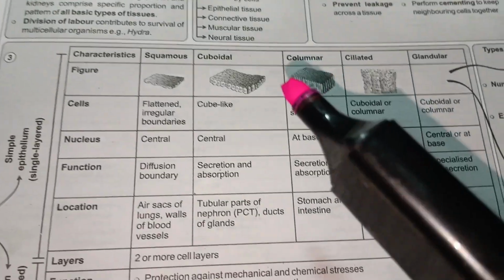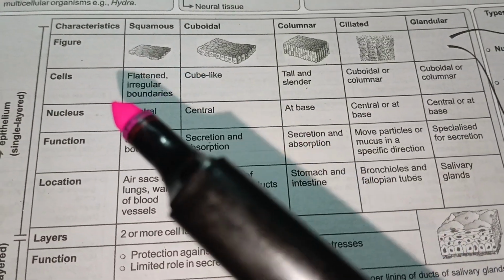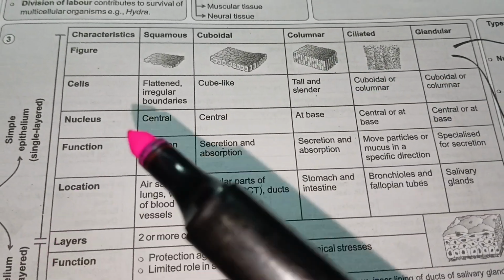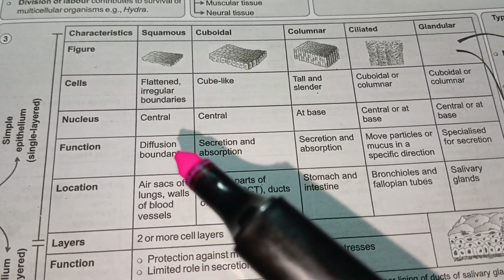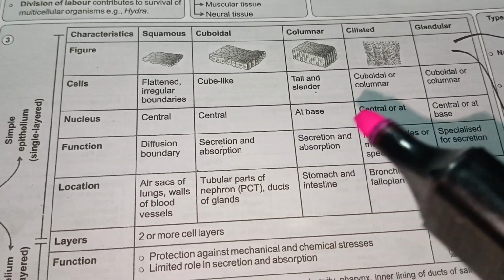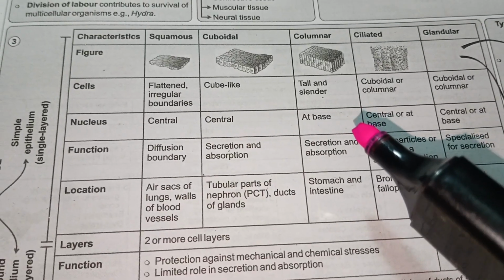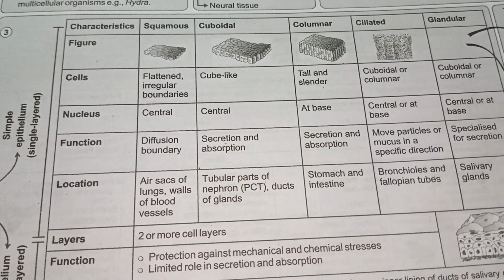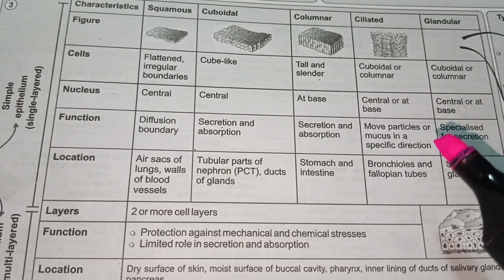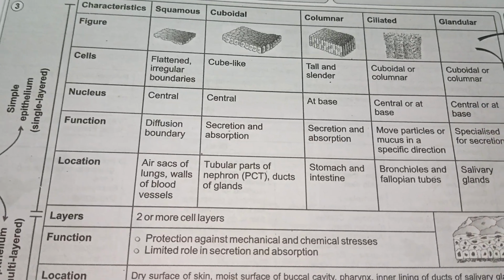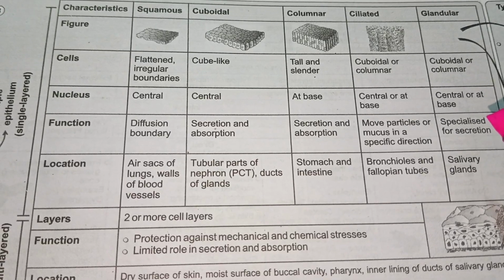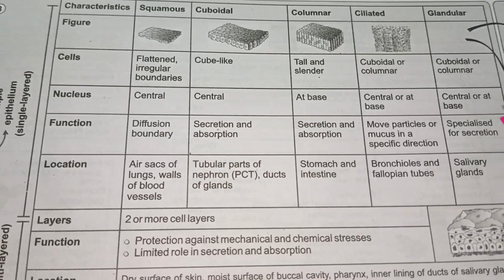Okay, now what is the function of every kind of simple epithelium tissue? The function of the squamous epithelium is diffusion, the cuboidal epithelium is secretion and absorption, and the columnar epithelium is secretion and absorption. The ciliated epithelium function is to move particles and mucus in a specific direction, and the glandular epithelium is specialized for secretion.